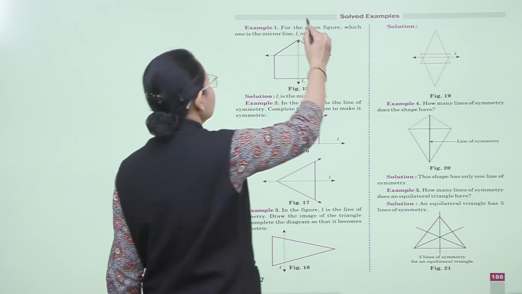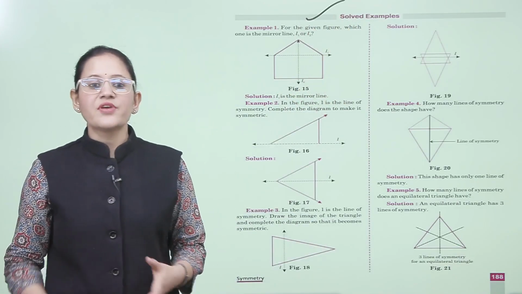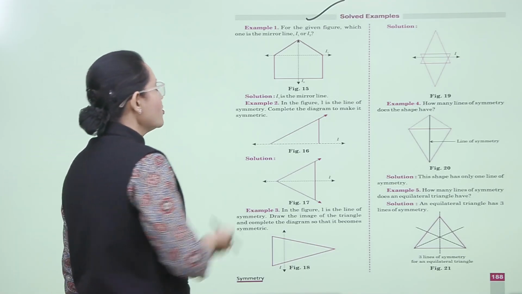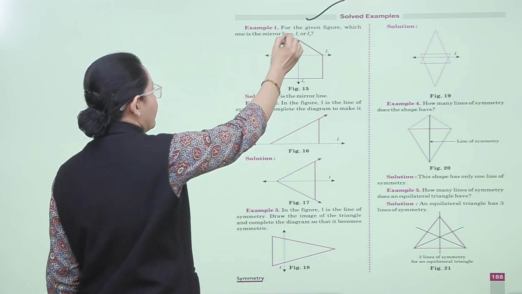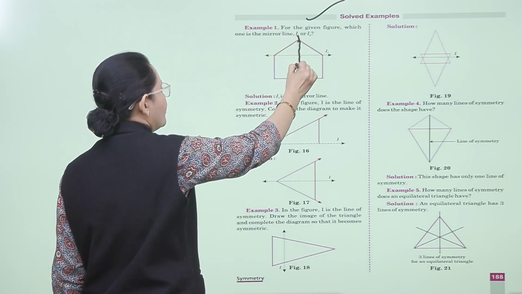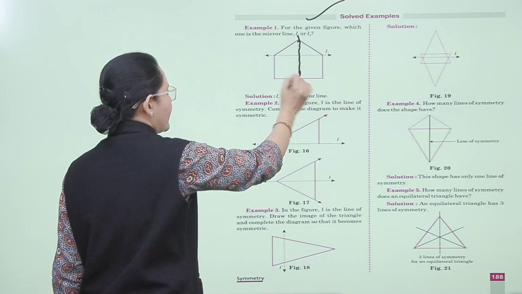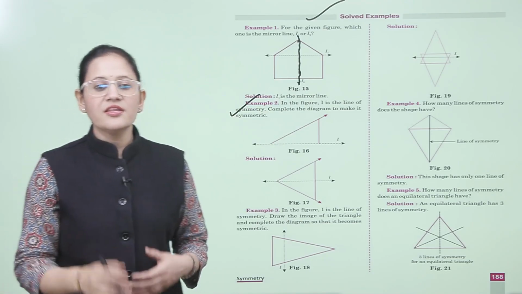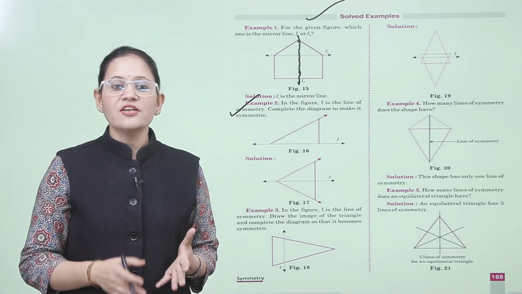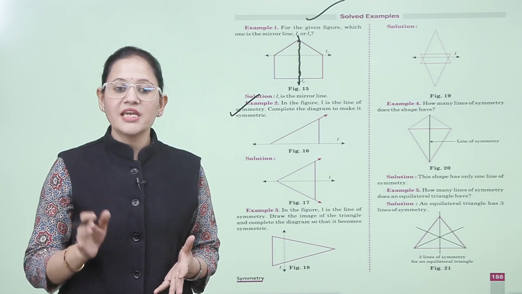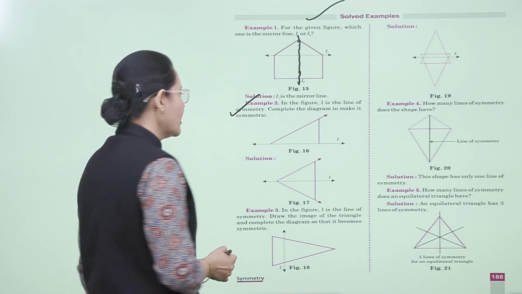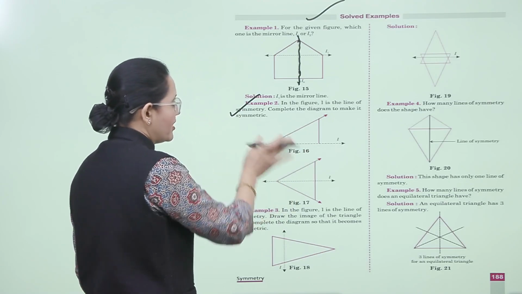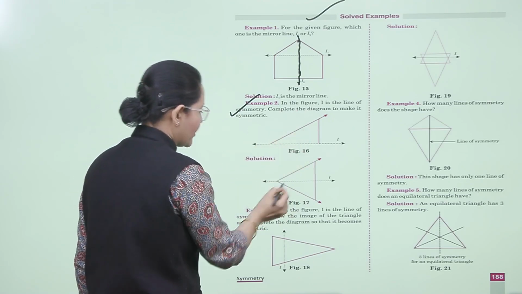Now we will take some examples. For the given figure, which one is the mirror line, L1 or L2? So in the given figure, you can see the line L2 is the mirror line, because it is dividing into 2 equal halves. Clear? Next example, in the figure, L is the line of symmetry. Complete the diagram to make it symmetrical. So here L is the line of symmetry. So to make it symmetrical, we will draw exactly the same as given here, like this.